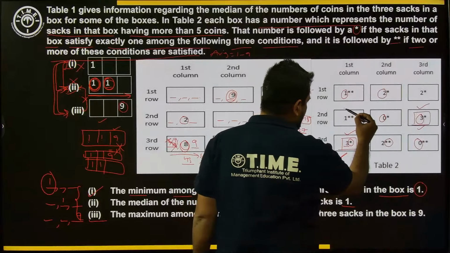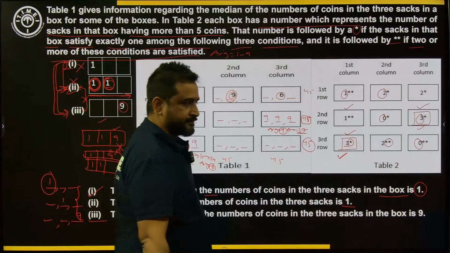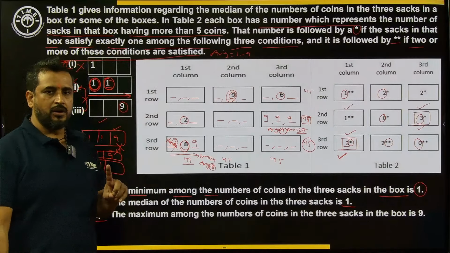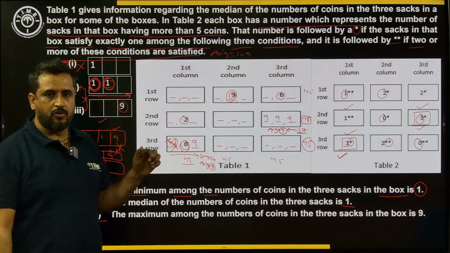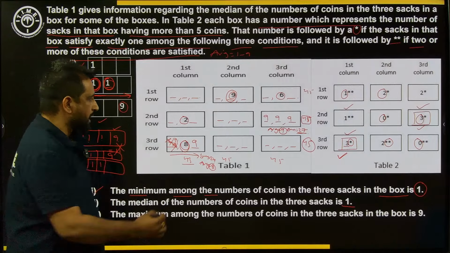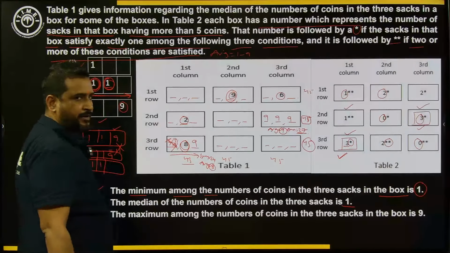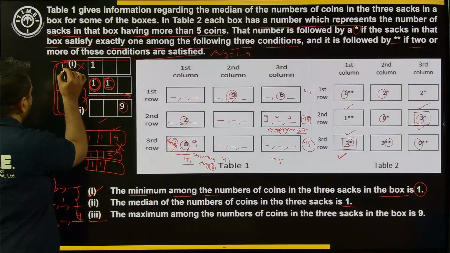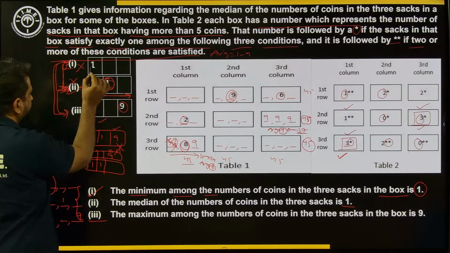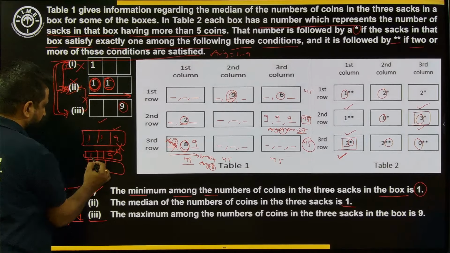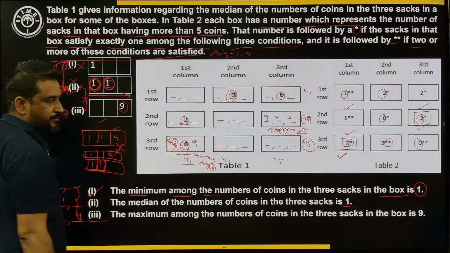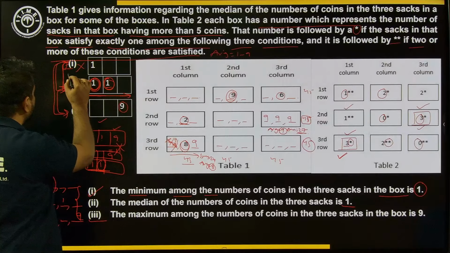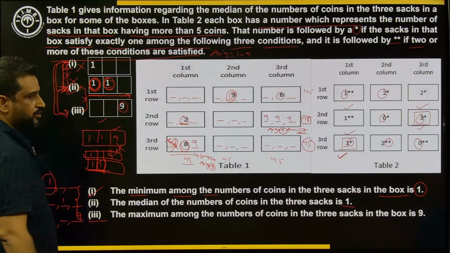Let us observe this box carefully. 1 double star. What do we mean by 1 double star? Only one number should have more than 5 coins and it should satisfy 2 conditions, and the median number is 2. If you try to apply conditions 1 and 2, we definitely get the 1 1 combination. But the median number here is 2, so it is definitely not the combination of 1 and 2.